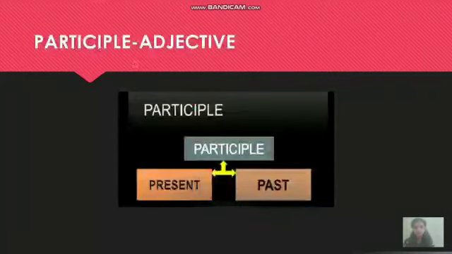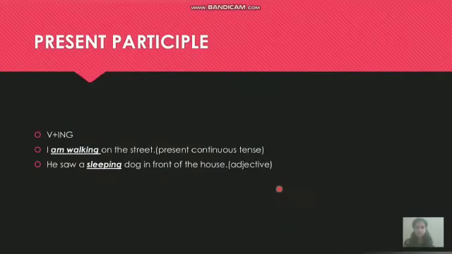The next topic is participle. Participles function as adjectives. Generally, there are two types of participles, present participle and past participle. What do you mean by the present participle? If I add ing to the base form verb, it becomes the present participle.